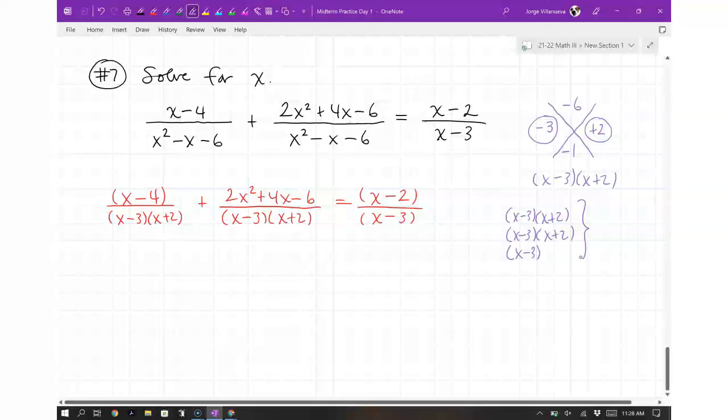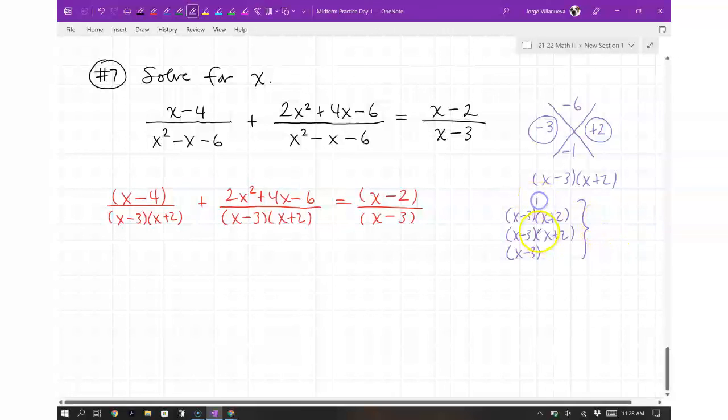Okay? And I got to figure out my LCD. So remember, you're going to list all your numbers. Well, I don't have any lone numbers out there, so that's fine. You're going to list any lone letters that are there. I don't have any of those. And then you're going to list any binomials or anything else that's there. Notice I have an x minus 3. There's 3 of them. But what's the highest power on it?